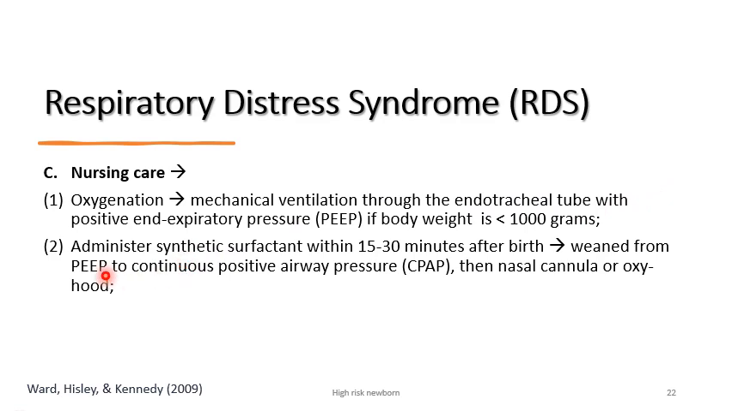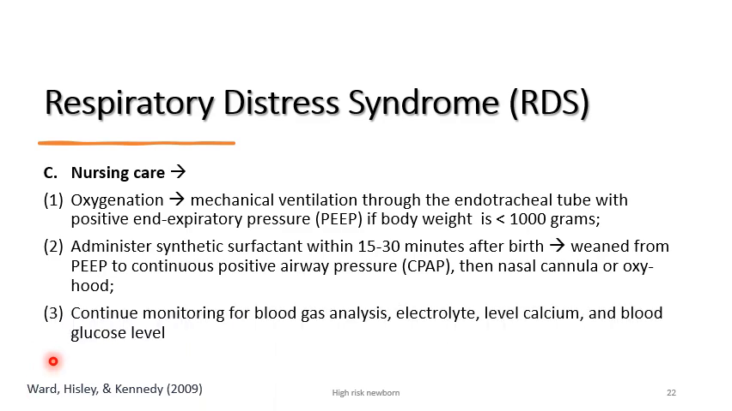After that, normally pediatricians will give synthetic surfactant 15 to 30 minutes after birth, and then we can slowly wean from PEEP to continuous positive airway pressure, or CPAP, and once the baby can tolerate breathing, we can move to nasal cannula or then an oxyhood. An oxyhood is like a helmet with oxygen in it, and it's more comfortable for the baby because you just put the oxyhood over their head, and no insertion of an ETT needs to be done to the baby.